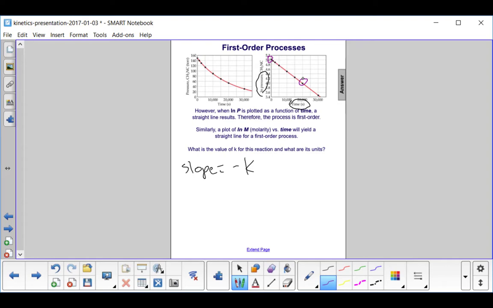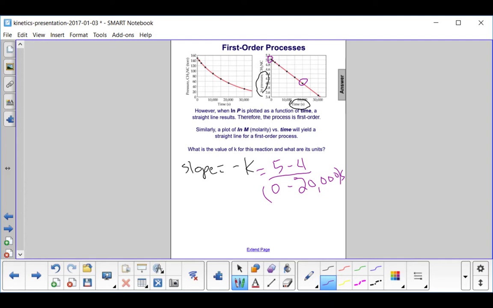Remembering that slope is the change in y over the change in x. So just finding the difference in y on the top, so 5 minus 4, over the difference in x, the time when the natural log is 5 is 0, minus 20,000. Okay, so on the bottom we have units of seconds. On the top, natural log is a unitless number.